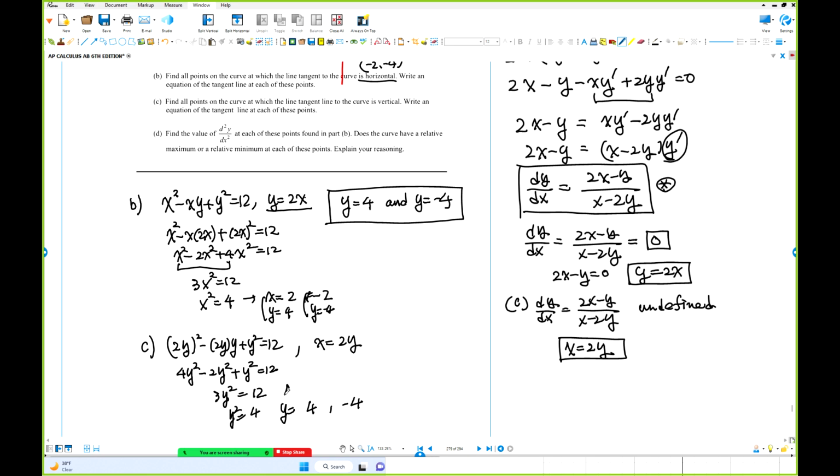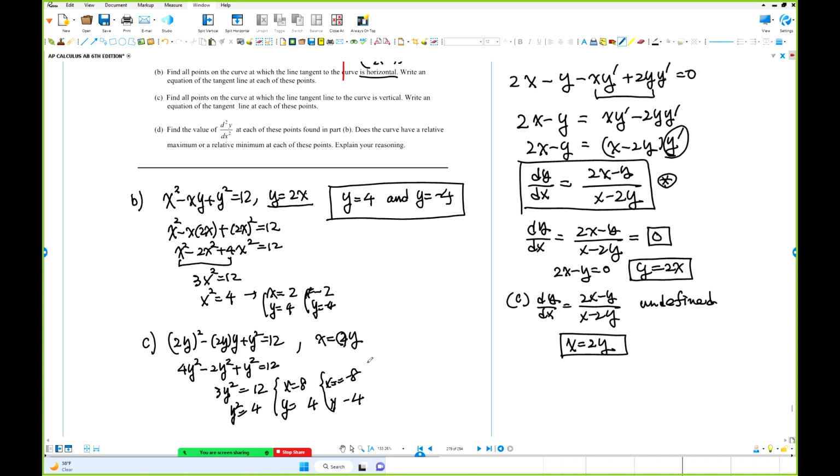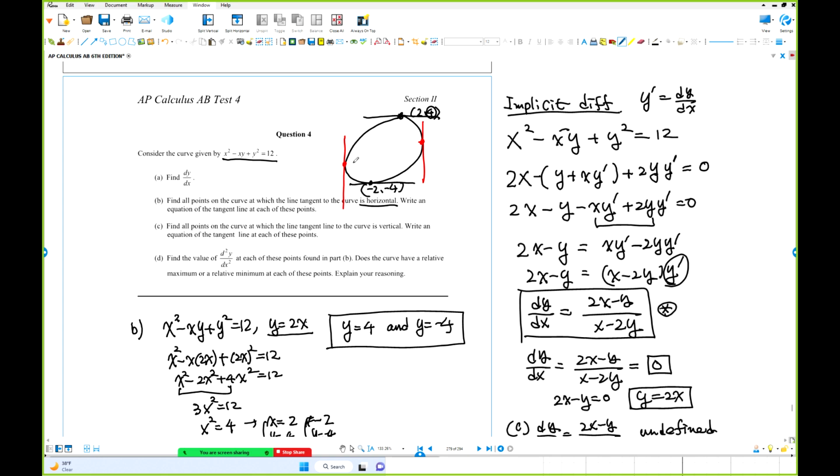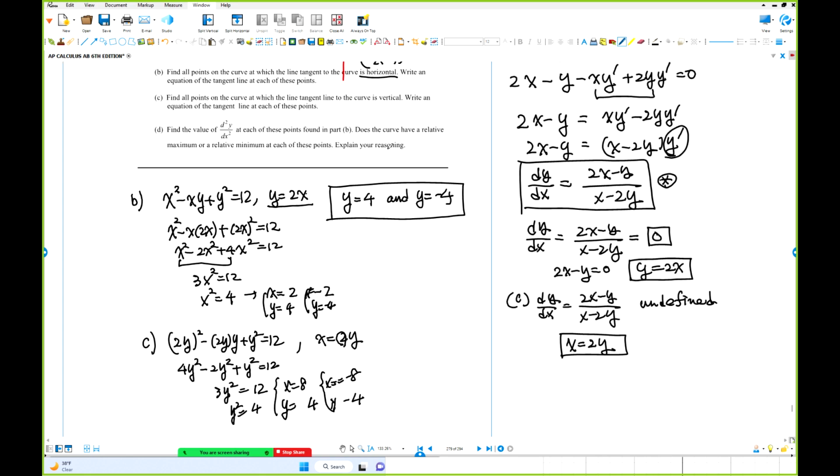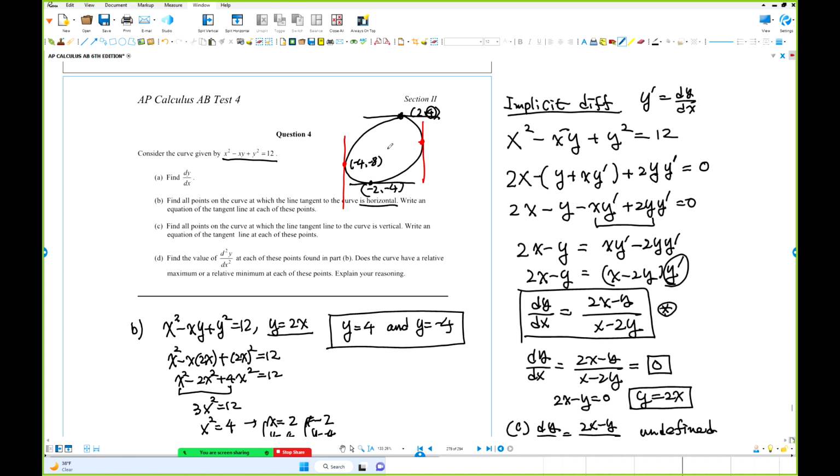Yes. But what is x? x is twice y. So y equals 4, x is 8. y equals negative 4, x is negative 8. I'm sorry, I switched. x equals negative 8 goes with y equals negative 4, and x equals positive 8 goes with y equals 4, okay?